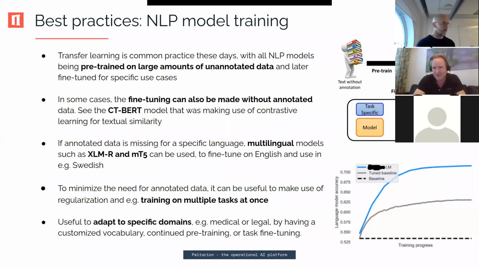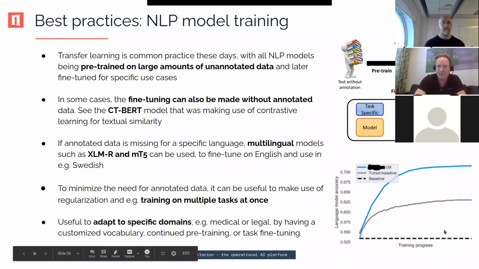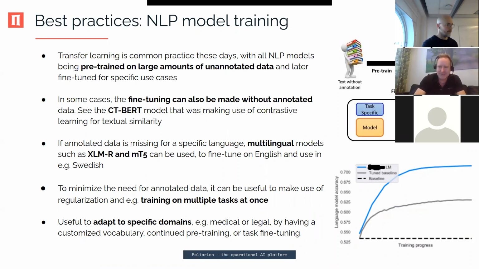And if you do that, you can see to the bottom right a graph of how the language model accuracy, on the masked language modeling task, improved by doing so, going from like 60 over to 70% accuracy. So this is a really big increase. So that can be useful to do.